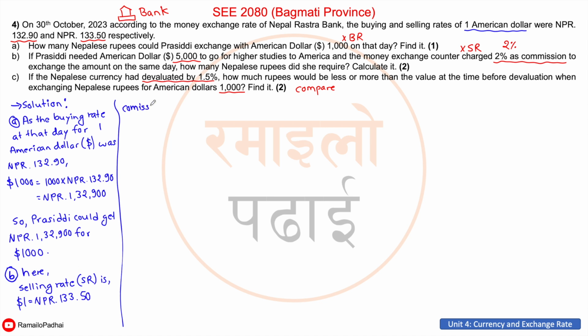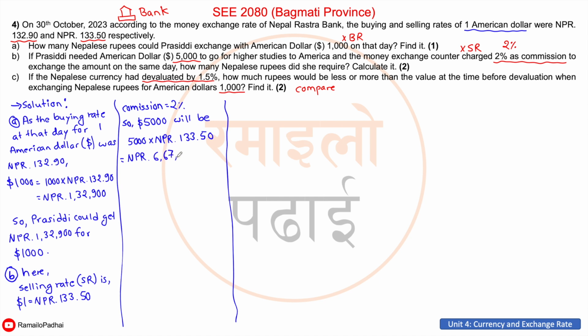Commission is equal to 2%. So 5,000 American dollar will be 5,000 times NPR 133.50, which is the selling rate, and this will give us NPR 6,67,500. But this will be before the commission, as we know that the commission will be 2%.